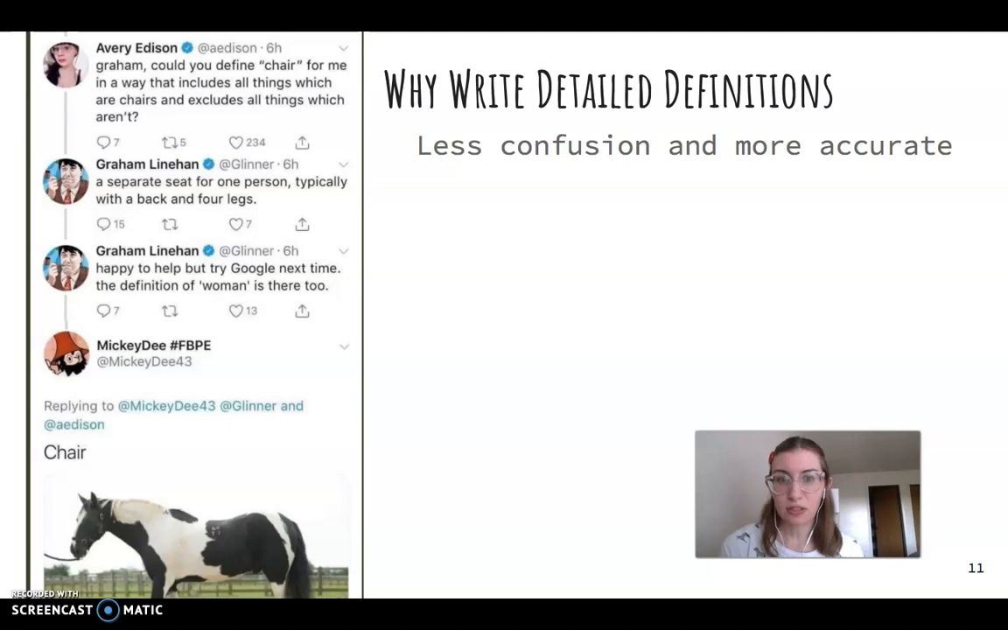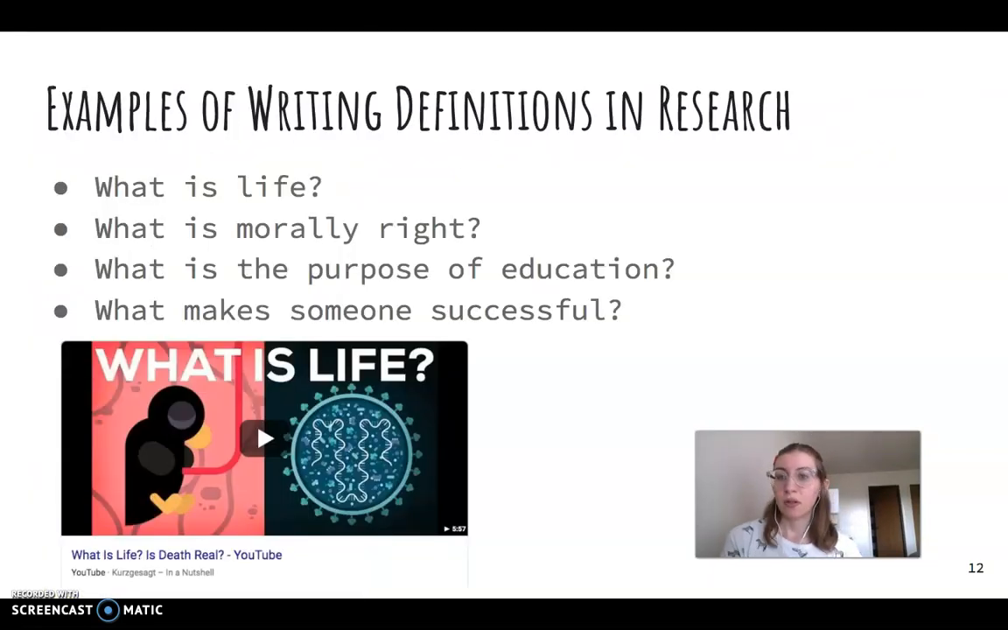So researchers instead like more detailed definitions. We like to supplement definitions with multiple sentences, examples, or scenarios. We like to take the time to be clear to each other about what we're thinking. Here are some examples of where this idea of more detailed definitions comes into play.